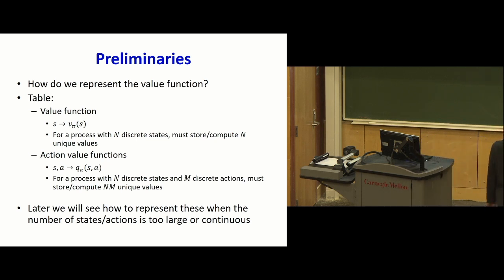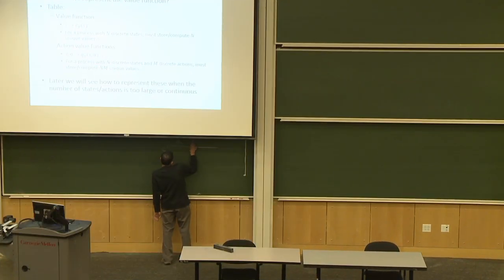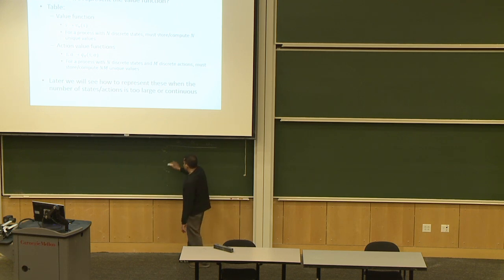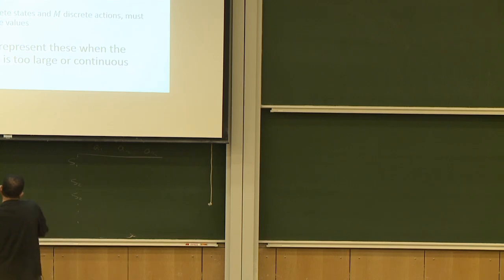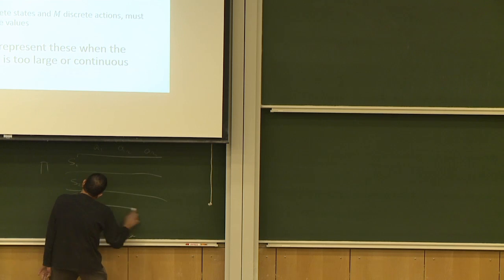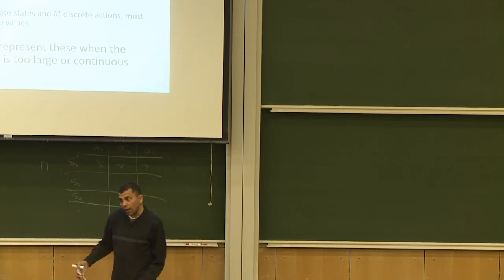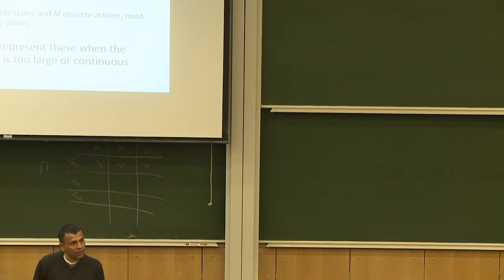So what I could do over here is just write state 1, state 2, state 3, and action 1, action 2, action 3, right? And for any given policy, again, this is policy specific, right? For any given policy pi, I can fill in and store these values. So how do you store the value function for any policy? You can store it as a table.